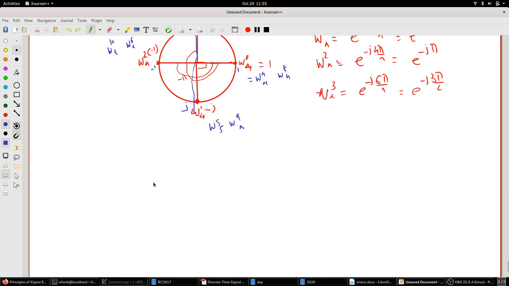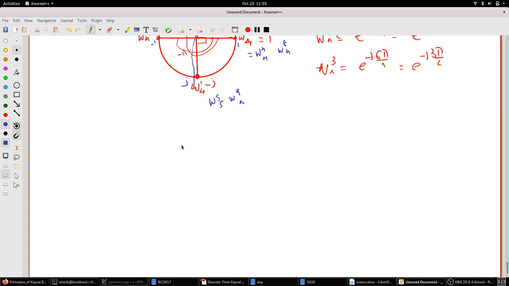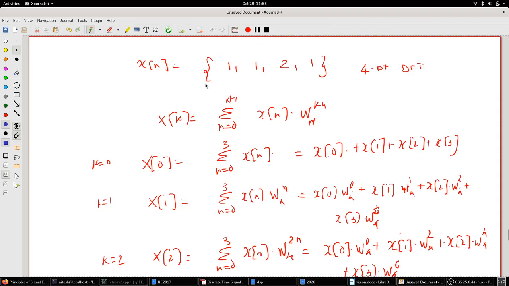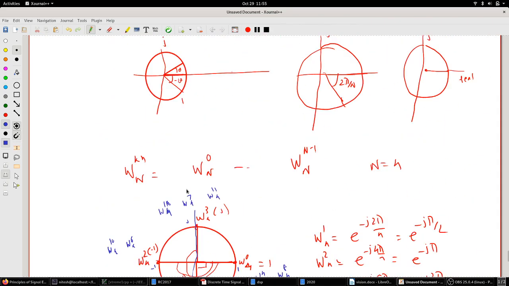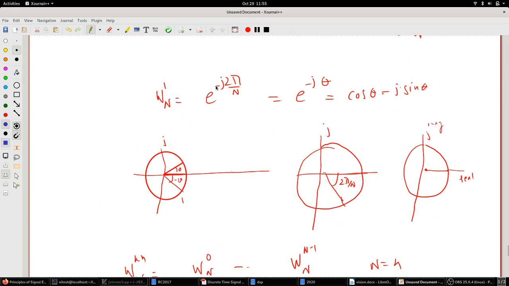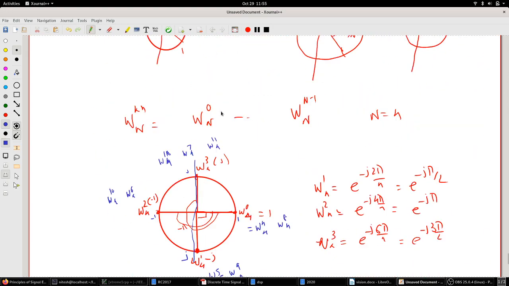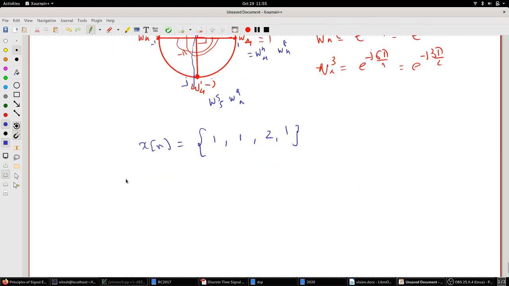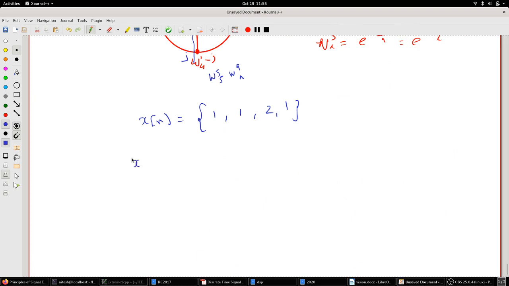So now if you look at it, I will fill up this equation here. x of n is given. I will convert it into a matrix format. So x of n is given as 1 1 2 1. So first thing, I will write it as a vector, which is x bar, column vector 1 1 2 1.